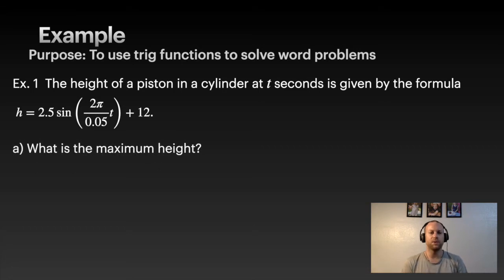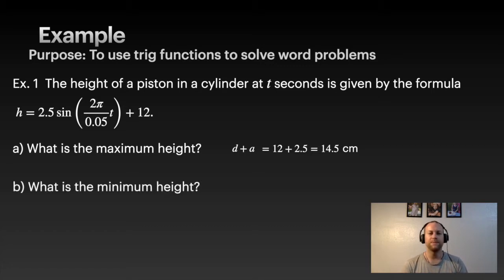First, we want to know what's the maximum height. Well, we know the A, B, C, D values for this equation. Maximum height is given by D plus A. So my vertical displacement plus the amplitude, so 12 plus 2.5 is 14.5 centimeters. I don't know how you would have known it's centimeters because I didn't tell you it's centimeters, but it's centimeters.